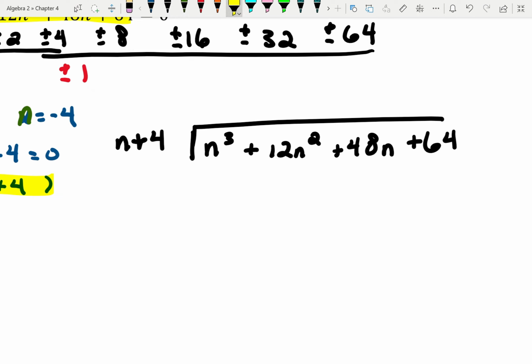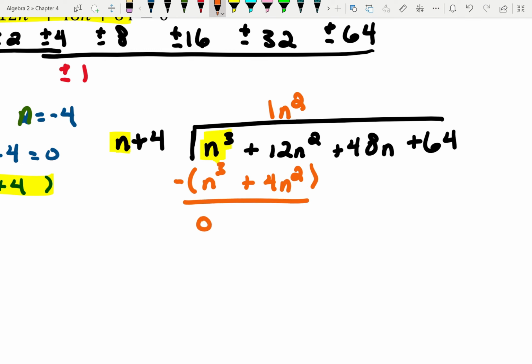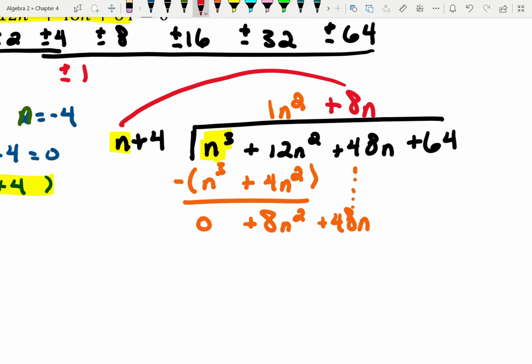So I want to look, how could I make the n be an n cubed? Well, I'd need an n squared, so I'm going to take 1n squared and multiply that to get n cubed plus 4n squared, and then we're going to subtract this. That gives me 0 plus 8n squared, and then I drop down the 48n. Next up, I'll have a plus 8n, because whenever I distribute out, it gives me 8n squared, and then 8 times 4, I think I know that, but I'm going to type it in just to make sure. 32 plus 32n.